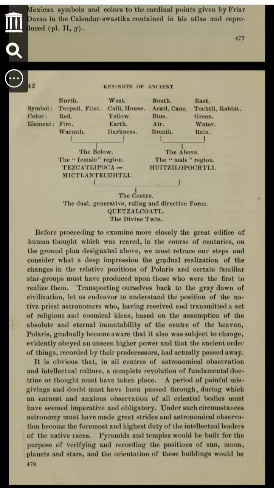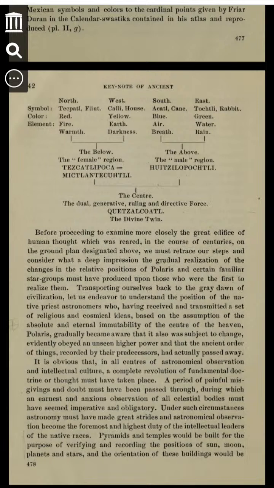Before proceeding, now we can take a second and y'all, you can look at this. Y'all can screenshot this too, right? Now this tells you what all the colors represent, the signals, the elements, the cardinal points, and you can see how it all eventually comes together, right? As Quetzalcoatl or Kukulkan, right? So Quetzalcoatl, the divine twin, which is really Kukulkan, the dual generative ruling and directive force.